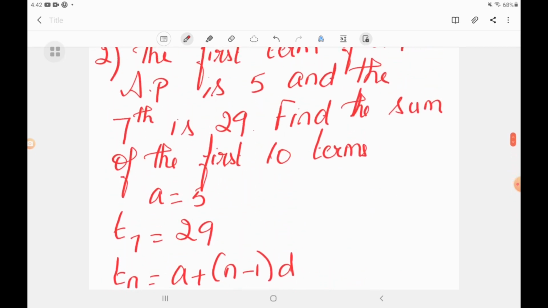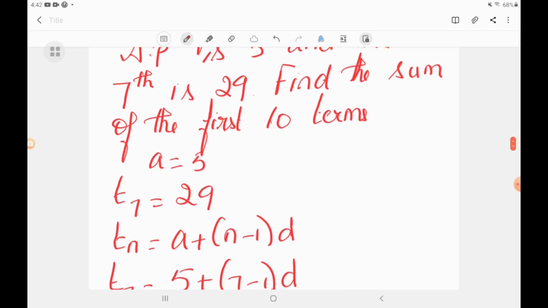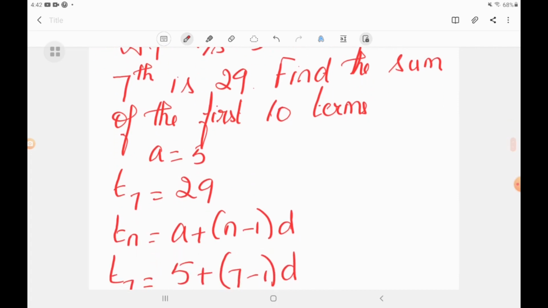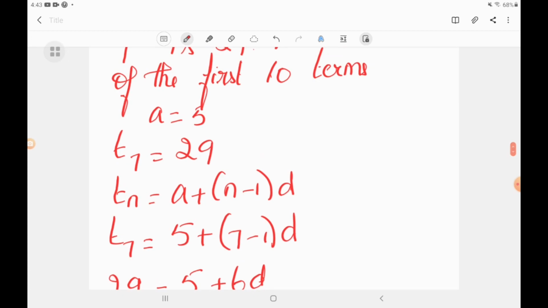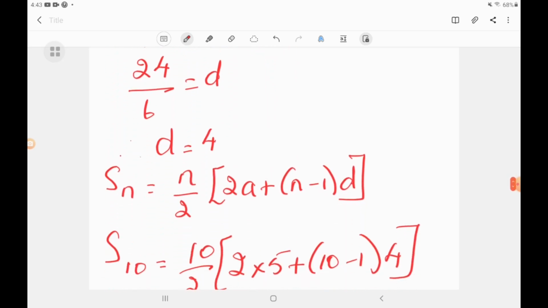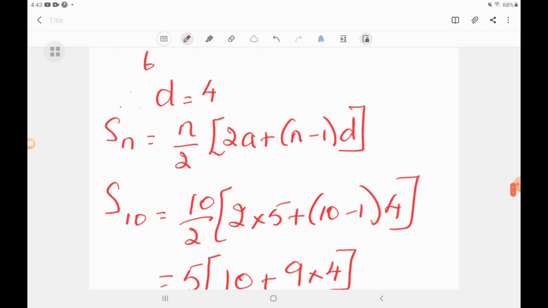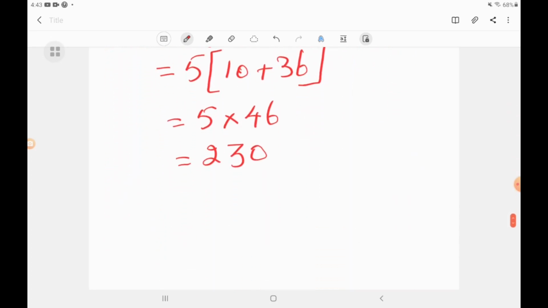Just a quick review of this example. The first term is given to you and the seventh term is given. We need to find the sum of the first 10 terms, so we have to apply this formula, Sn is equal to n divided by 2 times (2a plus (n minus 1) times d). But we have to figure out d using the seventh term. So we just use the general term formula, or otherwise we call it the explicit rule, Tn is equal to a plus (n minus 1) times d, and therefore we solve for d, which is 4. Then we use the sum formula and substitute the values for n, a, and d, and we have the sum of the 10 terms, which gives 230.